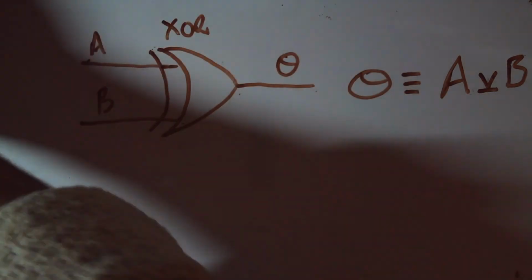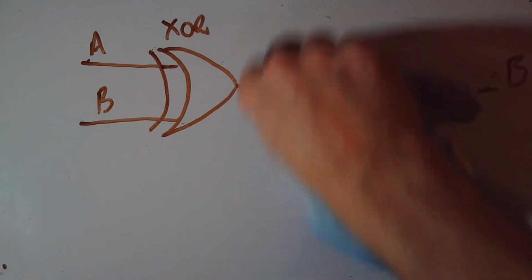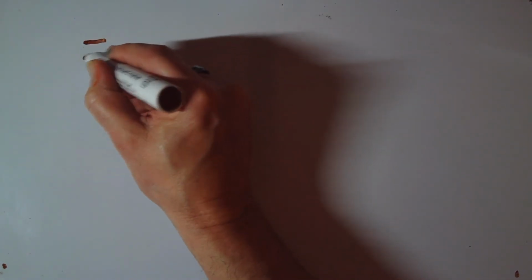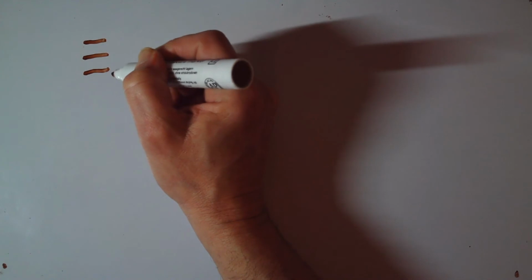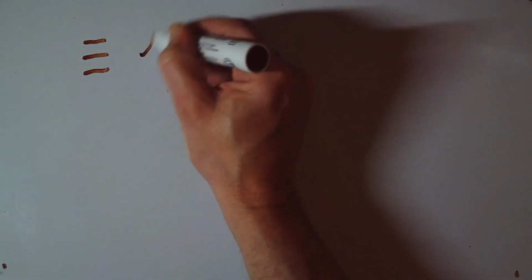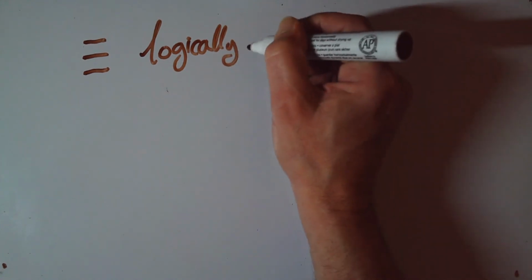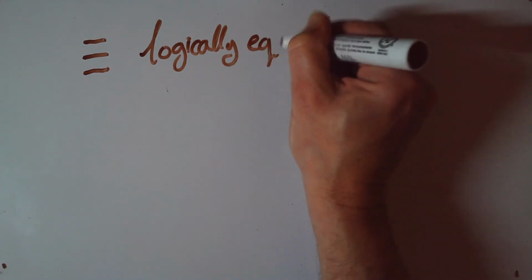So let's just summarize these. We've got four symbols, and we're just going to summarize these now. The first one is the three bars. So I think in maths, people tend to say is identical to. In computer science, we tend to say logically equivalent. Right? That's the expression that most of us use, is logically equivalent to.